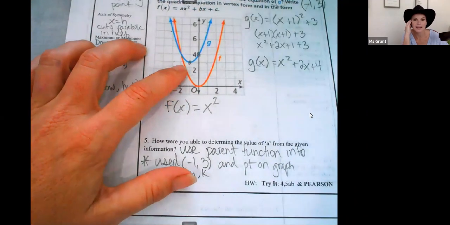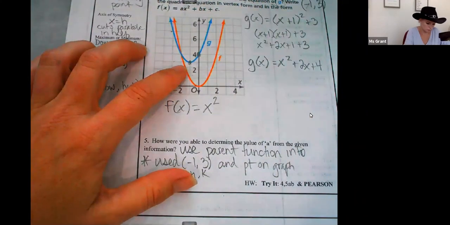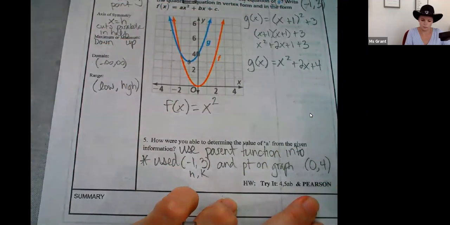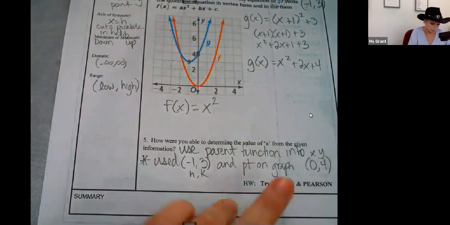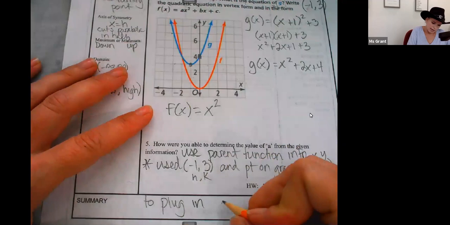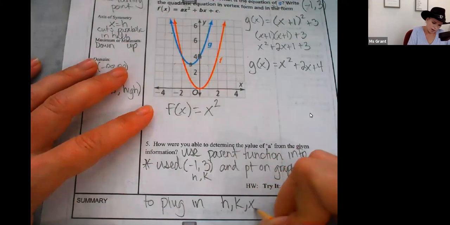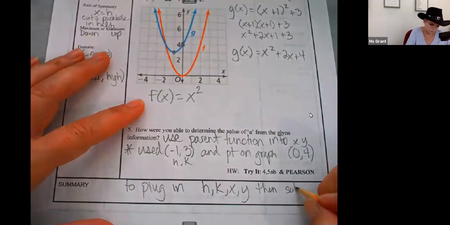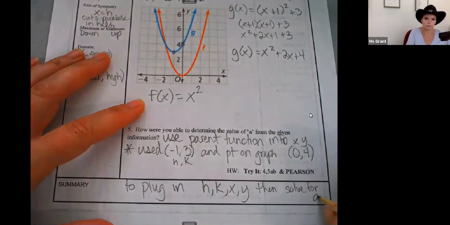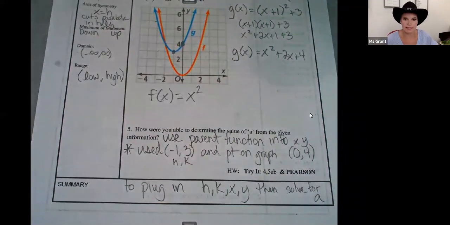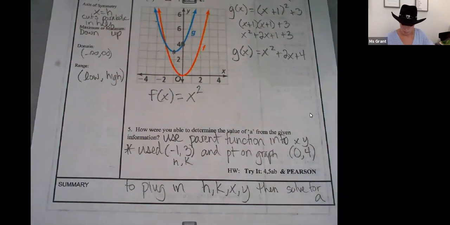My y-intercept, guys. My y-intercept is 0, 4. X, Y. To plug in H, K, X, and Y, then solve for A. So that would have been my alternate method if the g of x, if the blue wasn't kind of like a perfect looking over 1, up 1, okay?